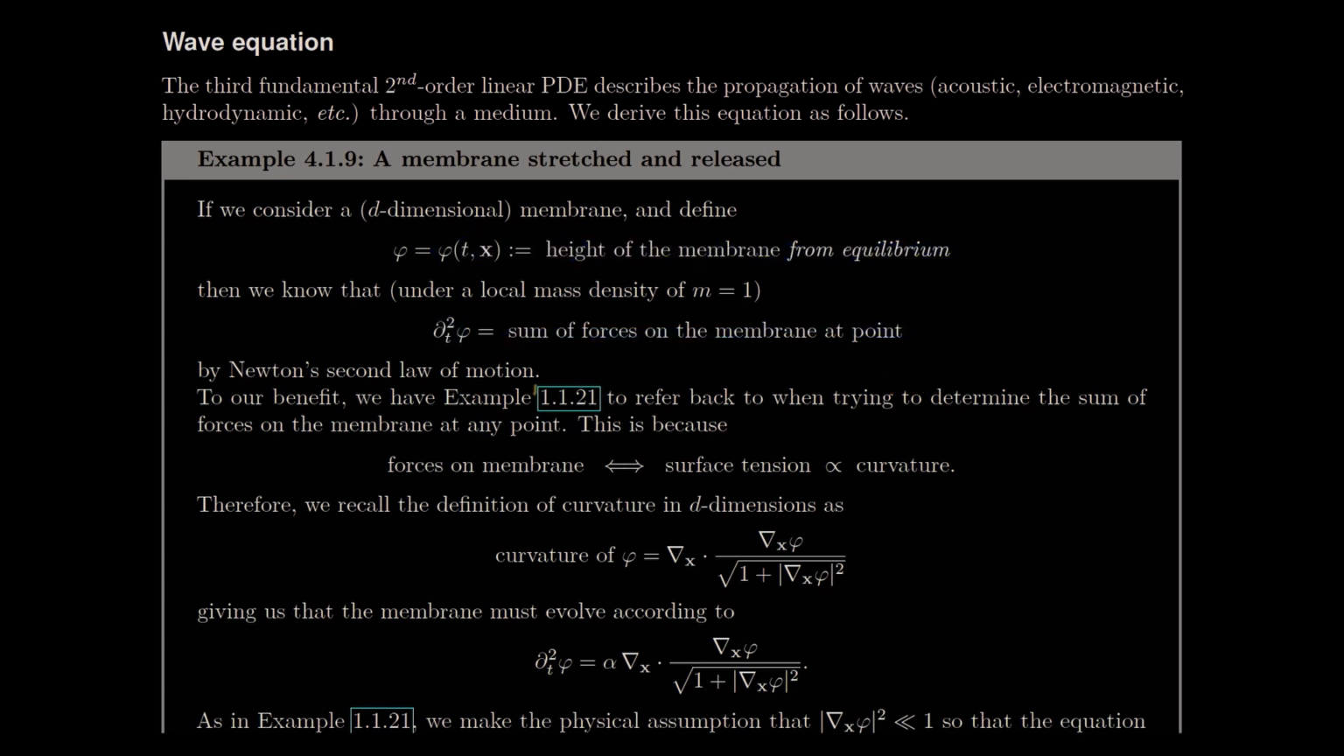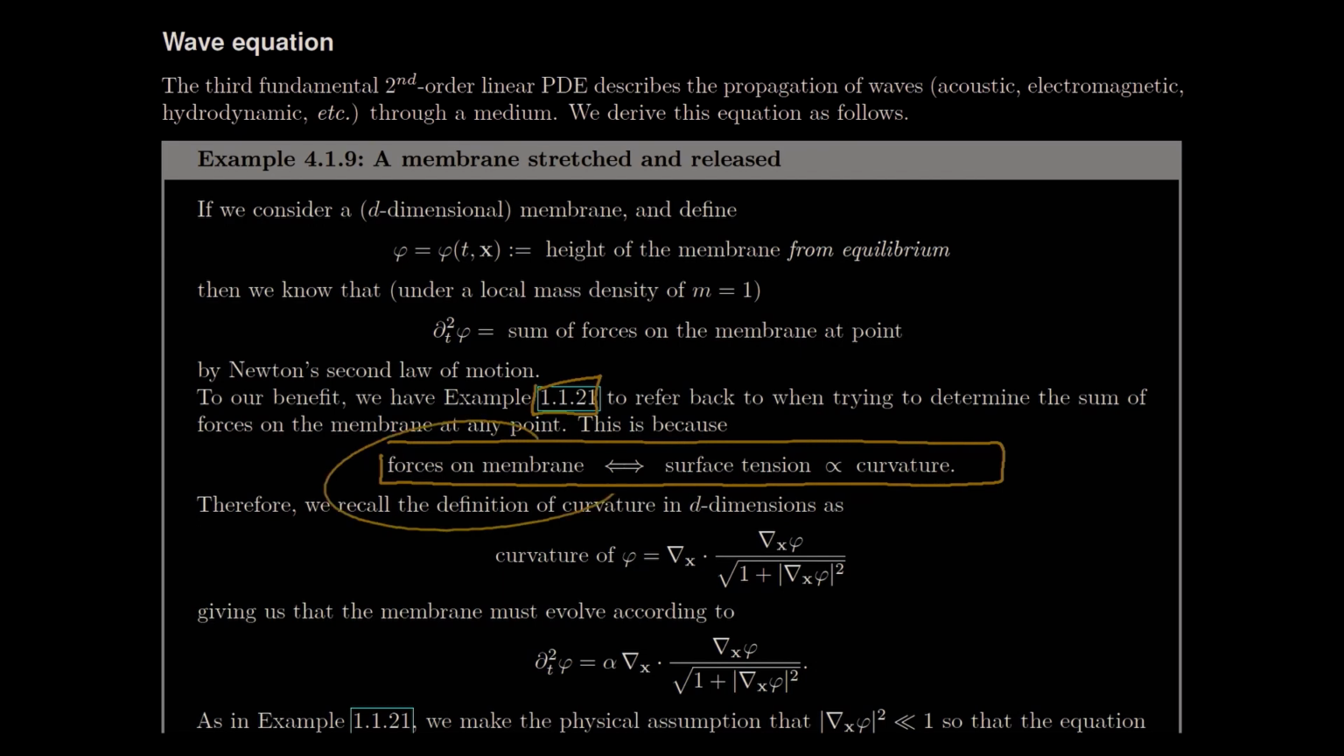And if we jump back to example 1.1.21, trying to determine the forces on a membrane at any point, we actually found out, this was for the soap film, that the forces on a soap film are equal to the surface tension. So you can imagine if I've got a membrane and I disrupt it away from equilibrium, the local force on my membrane, maybe right there, is totally equal to the surface tension at that point. There's tension pulling it back towards equilibrium, and surface tension is proportional to curvature.